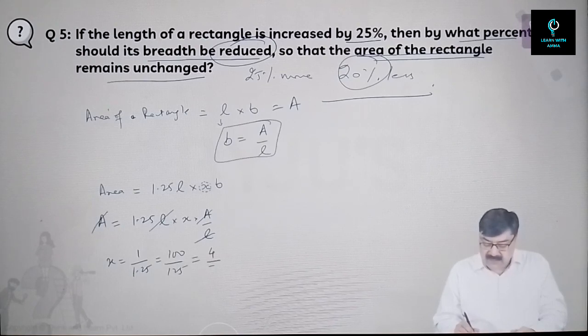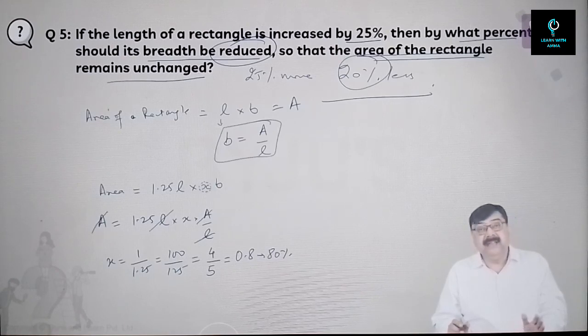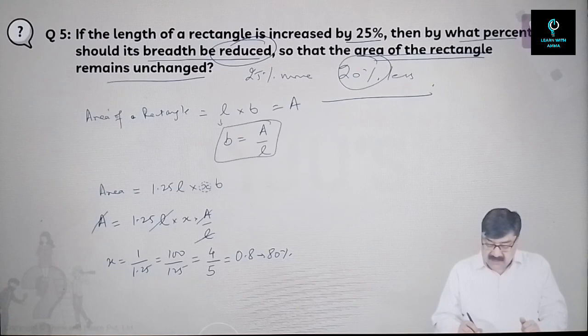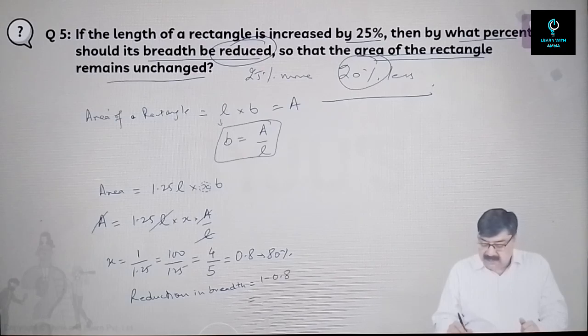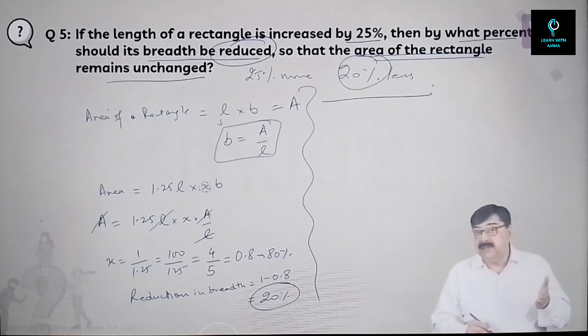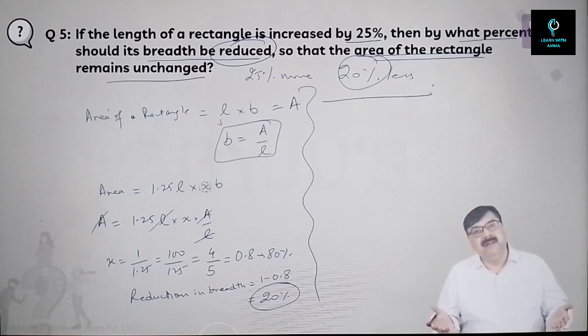25 into 4, 25 into 5, that is 4 by 5, which is 0.8, which is 80%. So breadth has now become 80%. So reduction in breadth will be 1 minus 0.8, that is 20%. Who wants to solve it this way? If length has been increased by 25% and area remains unchanged, then breadth has to be reduced by 20%. Simple as that.